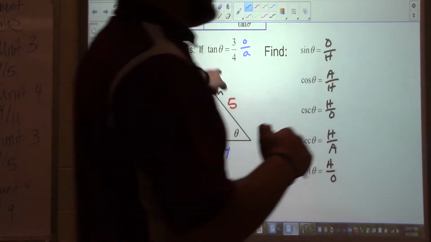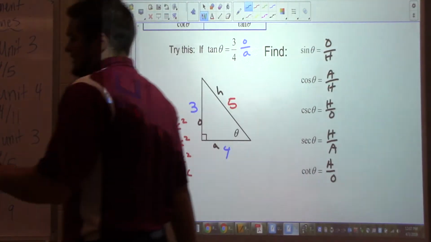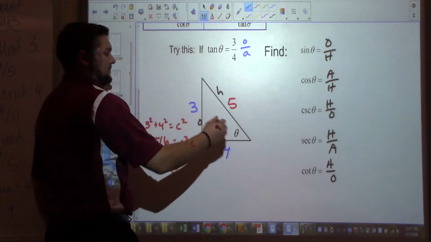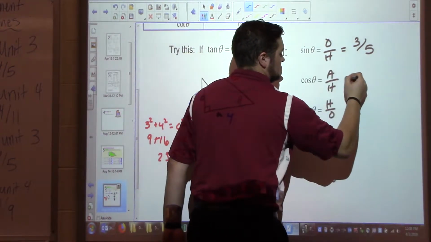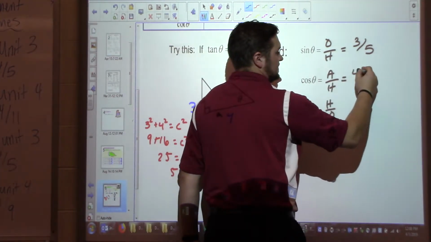Alright, so for your third side, you should have got 5, right? Pythagorean theorem, 9 plus 16 equals c squared. 25 equals c squared, that means c is 5. Our hypotenuse is 5. So, if I'm doing sine, opposite over hypotenuse should be 3 over 5. Cosine, adjacent over hypotenuse, 4 over 5.